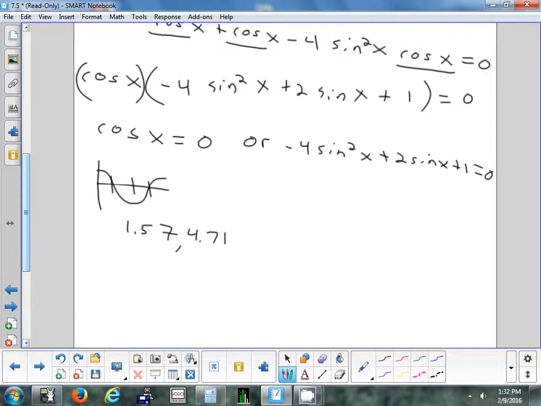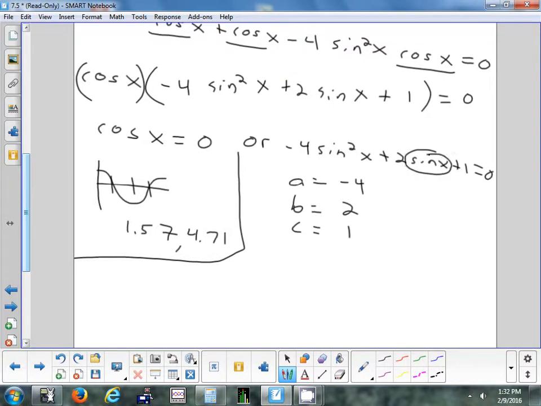Okay, the next part is the quadratic formula. Does anybody recognize what A is? What's B? 2. C? 1. Now, when we plug all this in and we solve, we're going to get a number just like the quadratic formula, but you're not solving for x. What are you solving for in this problem? Sine x. So when we're all done, it's going to be sine x equals, not x equals. That's important. Okay, let's just real quick go through the quadratic formula.